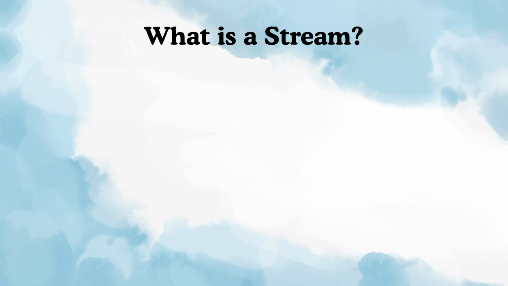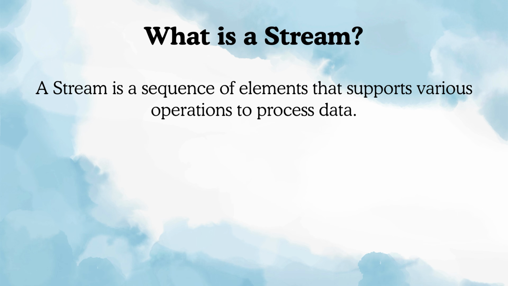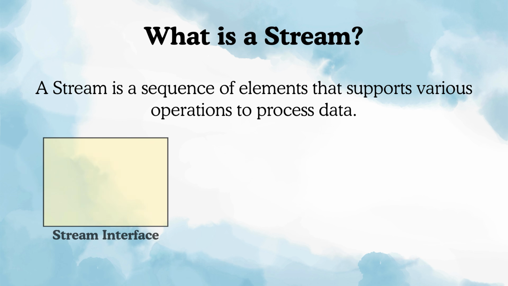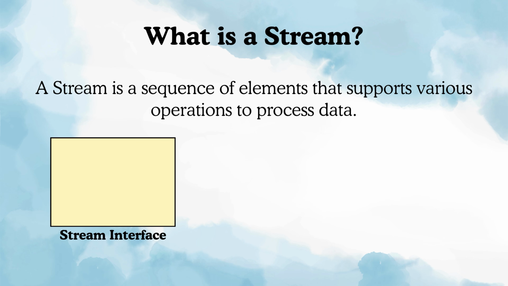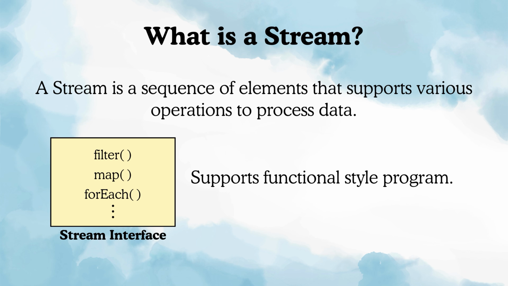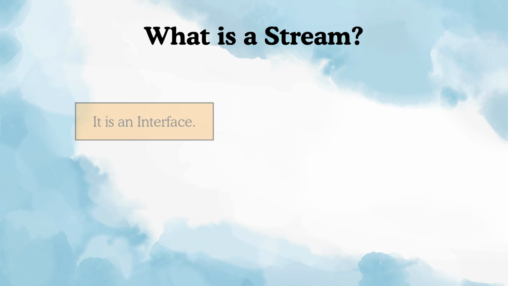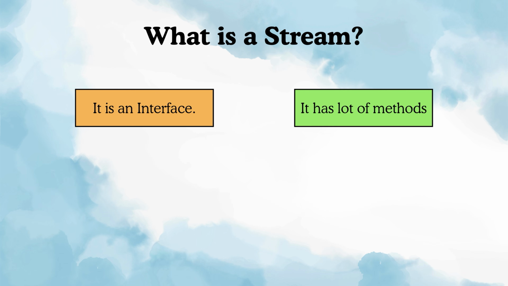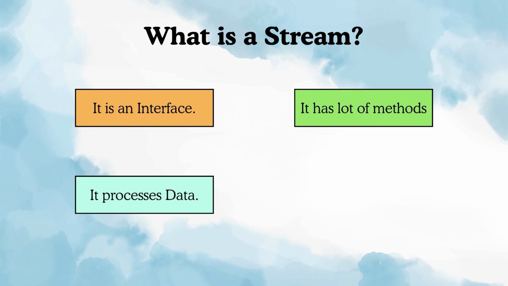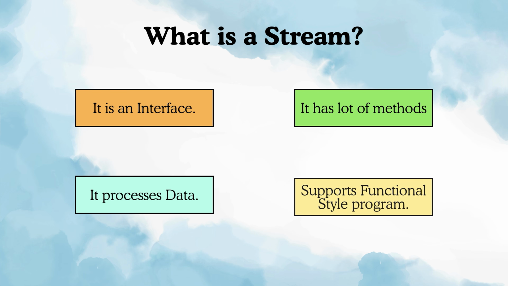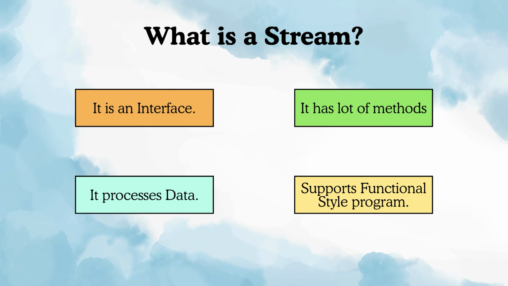Today we'll be learning about one of the most powerful and game-changing features introduced in Java 8, the Stream API. Trust me, after this video, your entire approach to coding will change. So what exactly is a stream? A stream is a sequence of elements that supports various operations to process data. Formally speaking, Stream is an interface introduced in Java 8 that provides methods to perform data processing in a functional style of programming. Now, don't worry if that sounds a bit heavy. So far, what do we know? Stream is an interface, it has a lot of methods, its purpose is to process data, and it does so in a functional programming style.